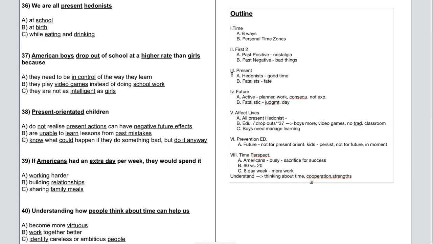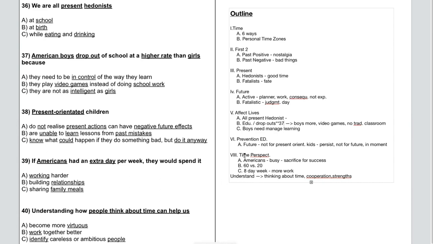Again, like I said, you don't have to use this outline section, but it is very helpful to follow the speaker's main points. I was able to understand that time was his main idea. Then he used some phrases like first, second, then. These are connecting words that show the order. And so I was able to make an outline of the first two things he was talking about, present, future, how it affects lives, prevention education, time perspectives, and then the wrap up for understanding.